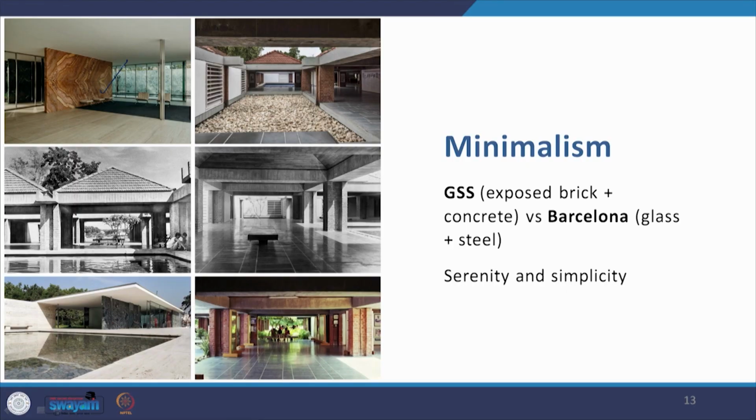As you can see, this is the interior of the Barcelona Pavilion; compare it with that of the Sangrahalaya. Same minimalist approach. The overall form is very simple and very simply organized. The Sangrahalaya itself is exposed brick and concrete, whereas the Barcelona Pavilion is exposed glass and steel, but in both there is this serenity, this simplicity about the overall built form.